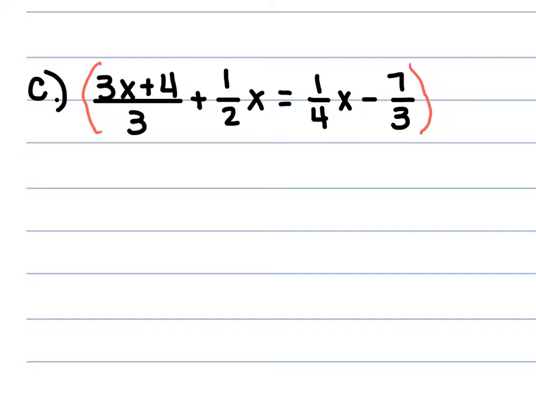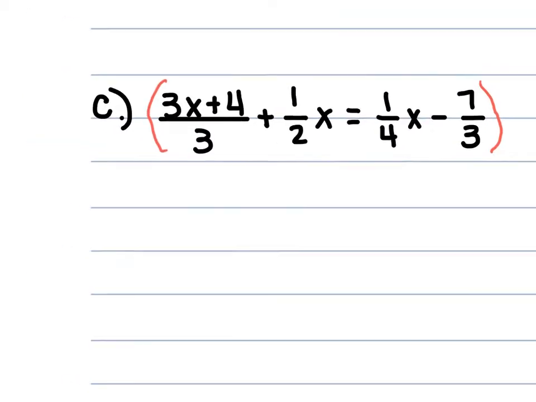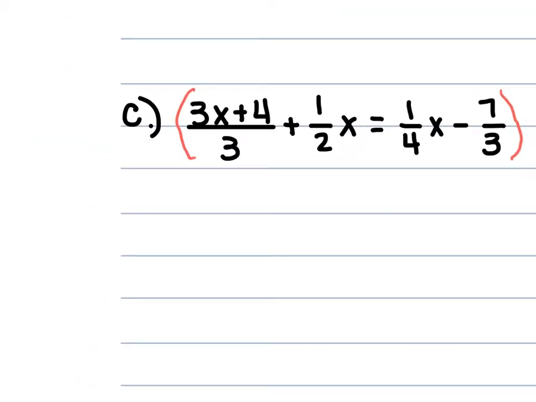12 is a great number. 3 goes into 12, 2 goes into 12, 4 goes into 12, and I am going to multiply everything up there by 12. This is a great trick for dealing with these. If you're the kind of person who does not want to deal with fractions, here's how you get rid of them.